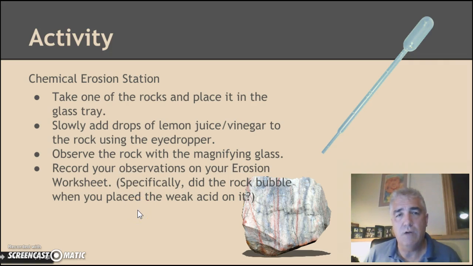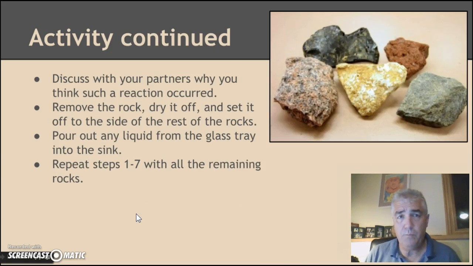You've got your observation sheet, your erosion worksheet that should have been shared with you in your classrooms. Try to note which types of rocks had that reaction occur on them. Talk with your partners. Why did that occur? What properties do those rocks have that you think this would occur in? And then when you're all done, dry the rocks off, set them off to the side so they can dry off. Pour out any liquid from the glass tray or the petri dishes that you're using, and then repeat the other steps with the remaining rocks.